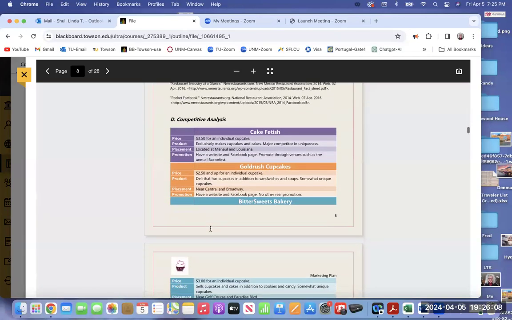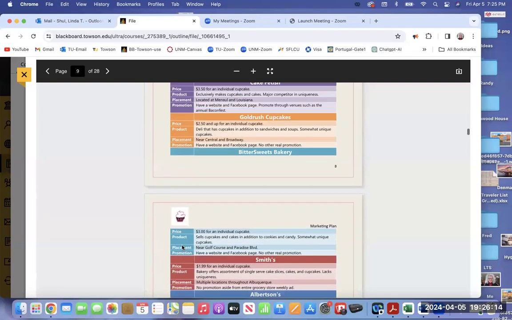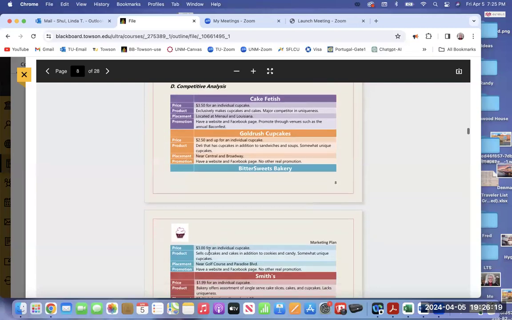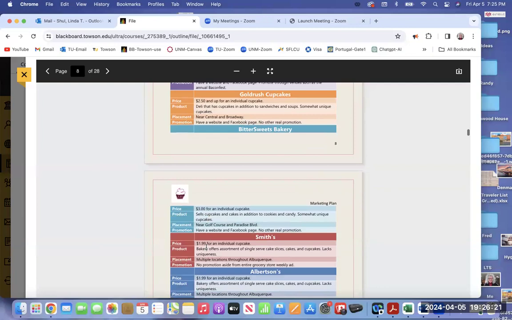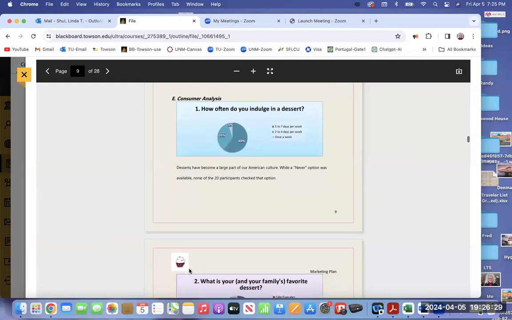And competitive analysis. So you have the 4 Ps for each. They did 5 different competitors. And they have specific information. So how much does a cupcake cost at each, the product, the placement, and then production or promotion. This is the hardest part probably.